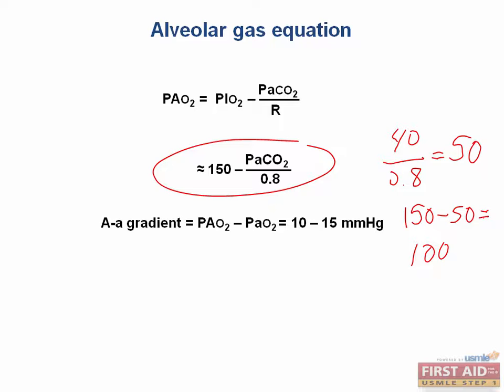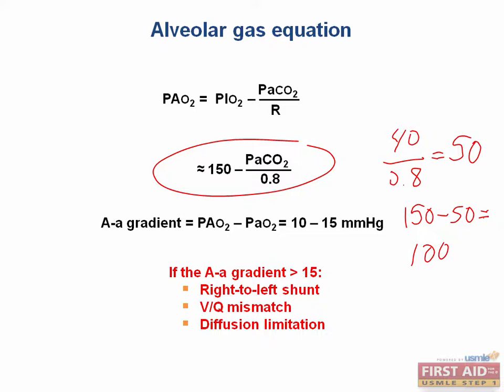Now what's the bottom line? If you see an AA gradient greater than 15 millimeters of mercury with hypoxemia, you should be thinking about some sort of right-to-left shunt, VQ mismatch, or a diffusion limitation problem as we just discussed. These situations describe blood flow through the pulmonary vascular system that does not end up getting oxygenated. Very similar to a cardiac shunt secondary to a septal defect, blood is being sent into the systemic circulation without as much oxygen to be carried to peripheral tissues.